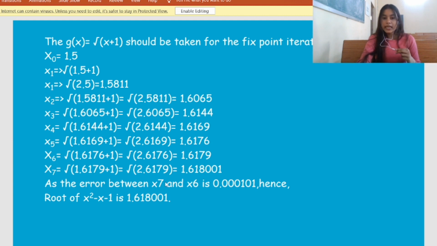As the error between x7 and x6 is 0.000101, we'll neglect this part, and hence the root of x square minus x minus 1 is 1.618001.